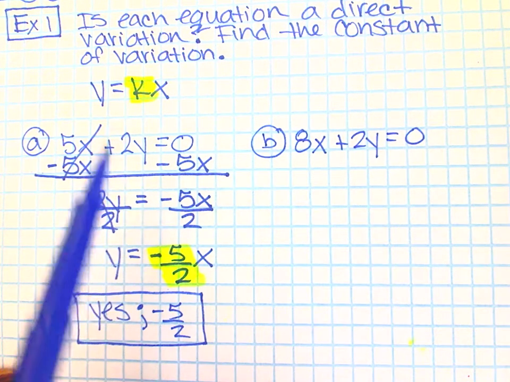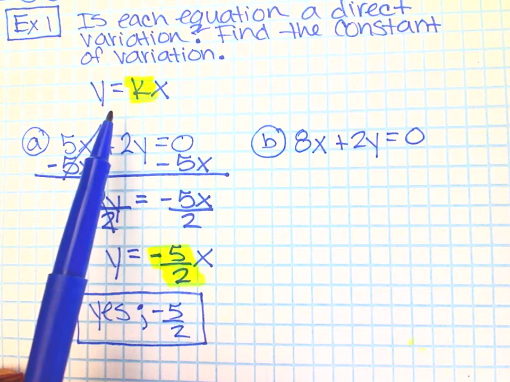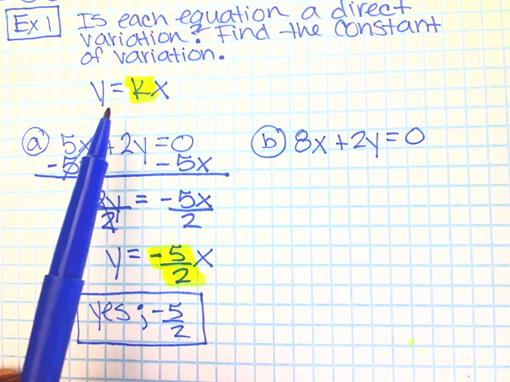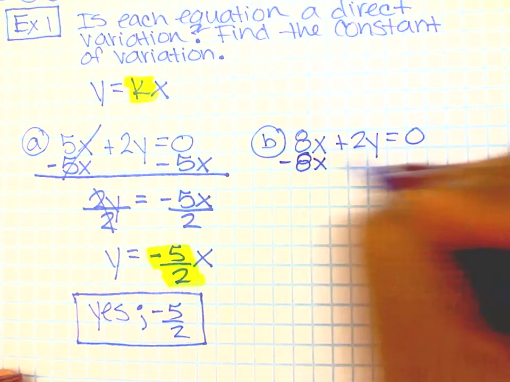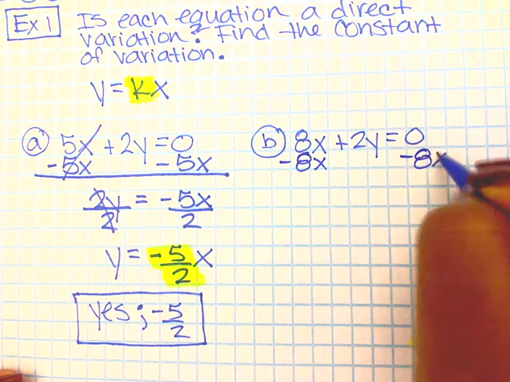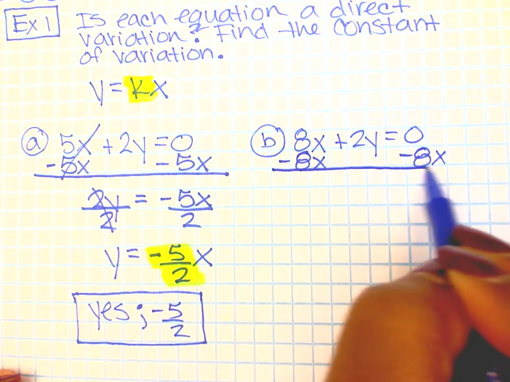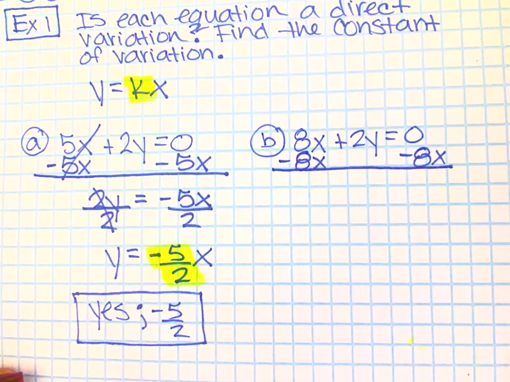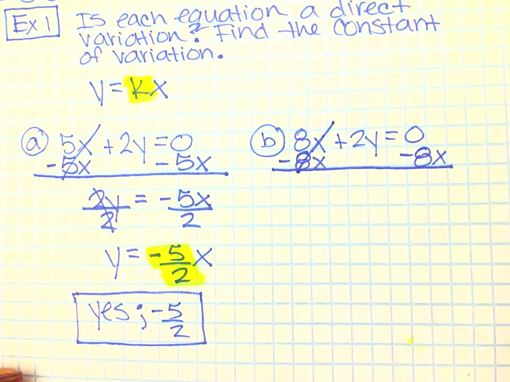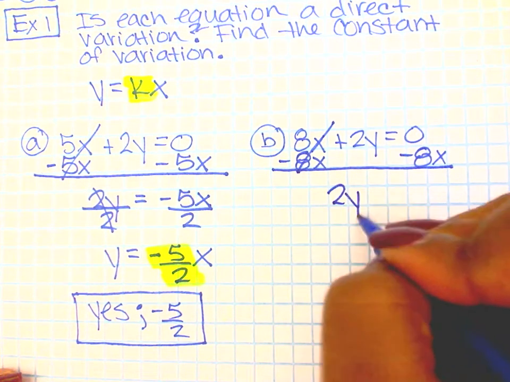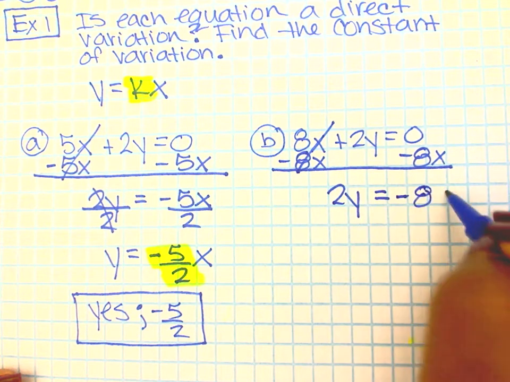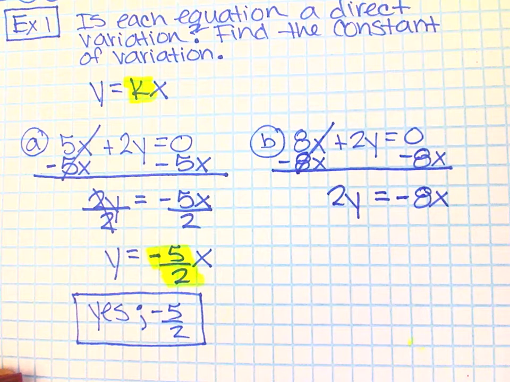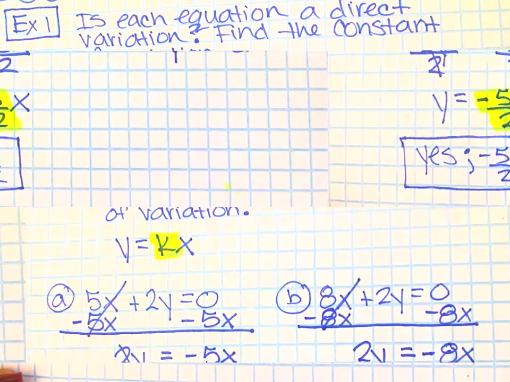Now remember, I want to get it to look exactly like this. So to get y by itself on one side, I'm going to subtract 8x from both sides. Go ahead and do that on your paper. And draw the line under. 8x minus 8x cancel each other out. That's 0. So I'm left with 2y on one side of my equation, and I'm going to bring down my negative 8x, because 0 minus 8x is negative 8x.